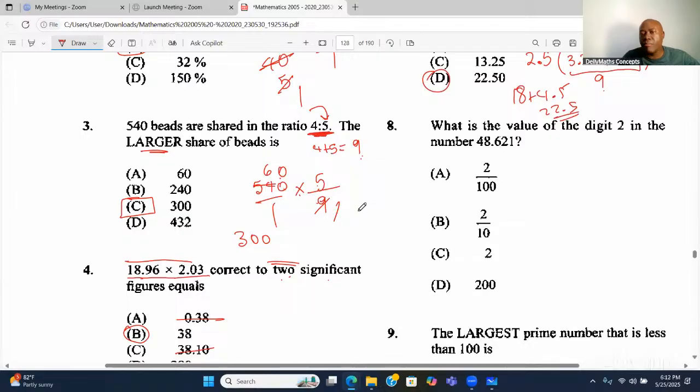Number 8, it says, what is the value of the digit 2 in the number 48.621?